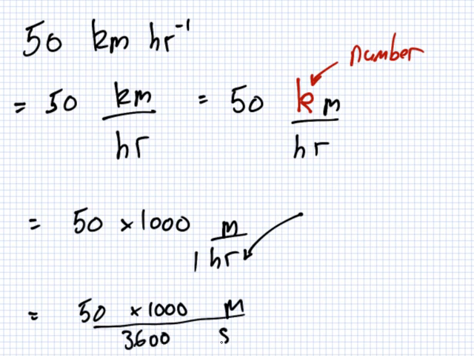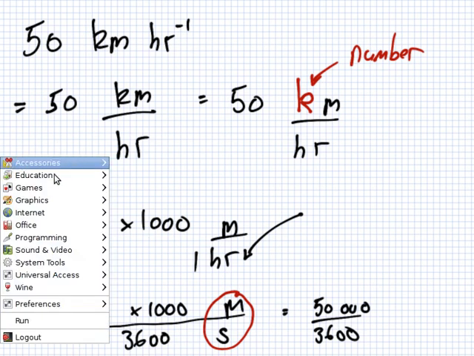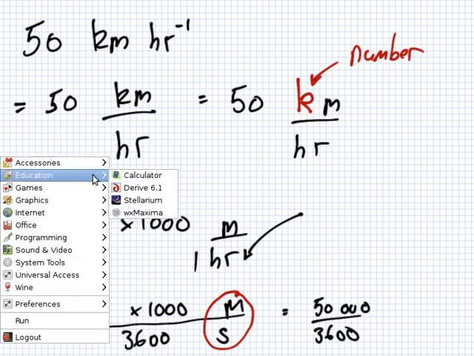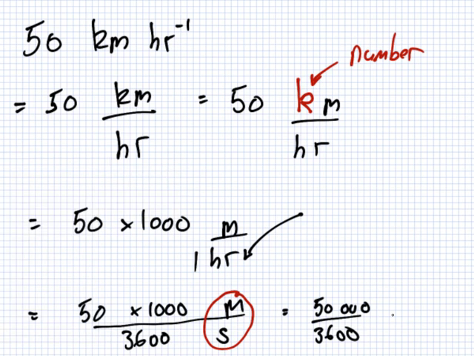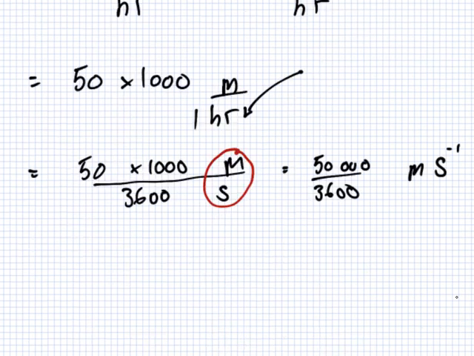And that is in seconds. So I've changed it now into meters per second. So it will be 50,000 over 3,600 meters per second. We'll calculate that now.